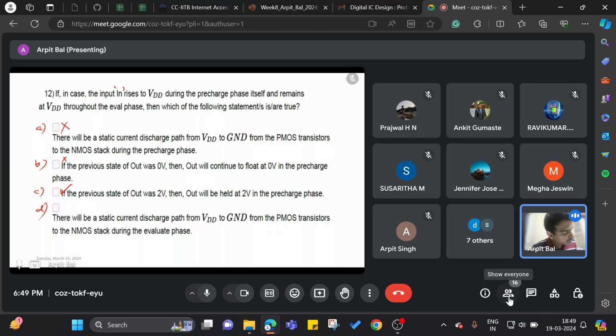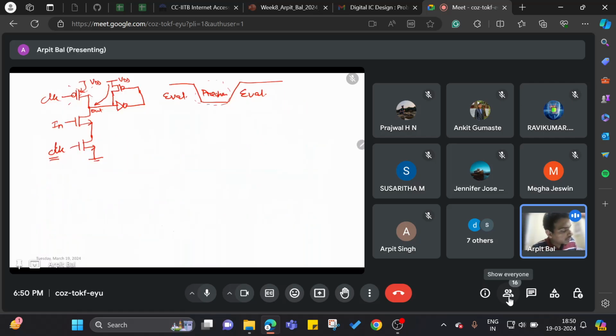Okay. So this is during the evaluate phase. So in the evaluate phase, the clock is high. Okay. So if the clock is high, I agree that this will be cut off. But this is on, right? Yes. And what if my input is equal to 1? Then there will be static current. Correct.